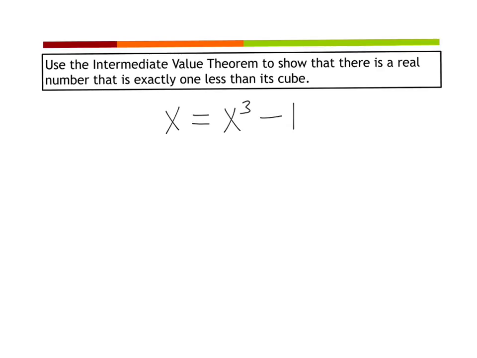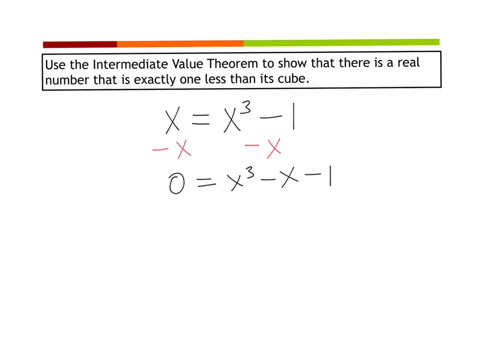All I want to prove is that there's some number that would make that work. So using the intermediate value theorem, what I would probably do is get one side equal to 0. So I get 0 equals x cubed minus x minus 1.